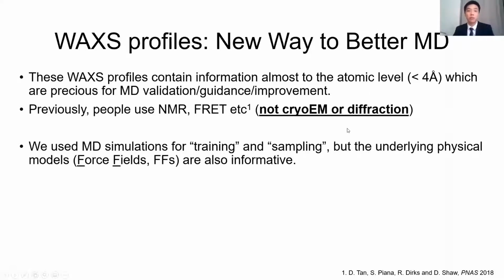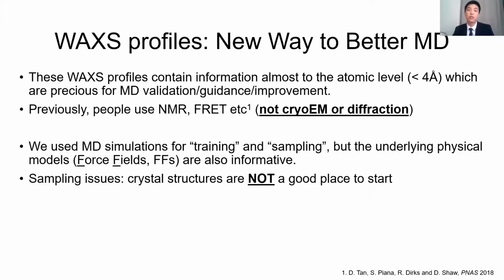And we used MD simulations for training and sampling previously, but actually MD contains valuable physical models known as force fields. However, MD has a notorious sampling issue, which means that starting from a structure, an MD simulation might take a very long time to converge. And even though it converges, it might converge to the wrong conformation because the system might be trapped in a local energy minimum. And there have been many studies showing that the nucleic acid force fields have special artifacts.